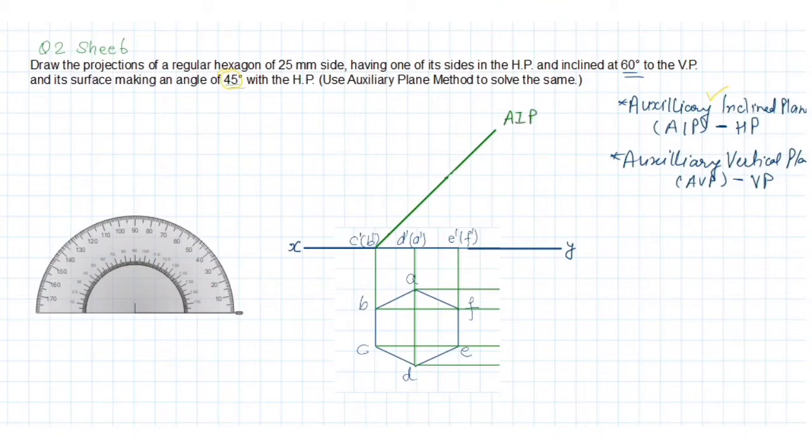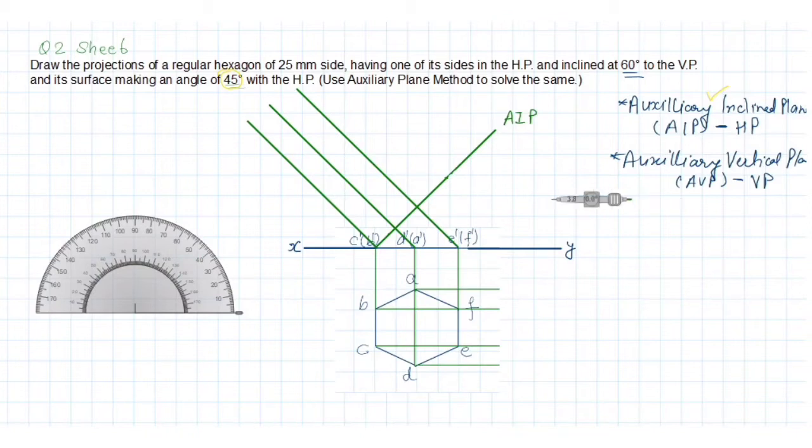In the next step, we will draw the projectors, which will be at 90 degrees to this plane from these reference points. So from here, this is 90 degrees. This all will be done with the help of the 2H pencil. Now we will project these points on these projectors. For that, we will use the compass to measure the distances.